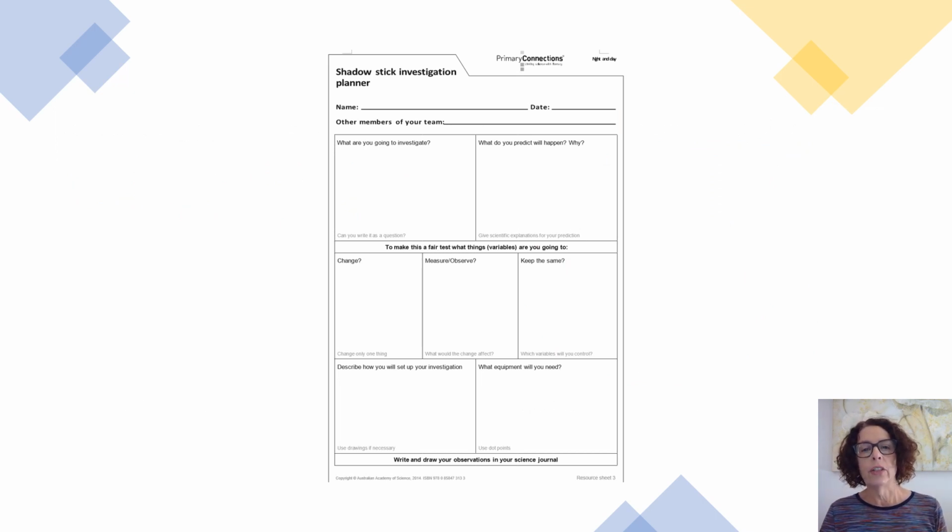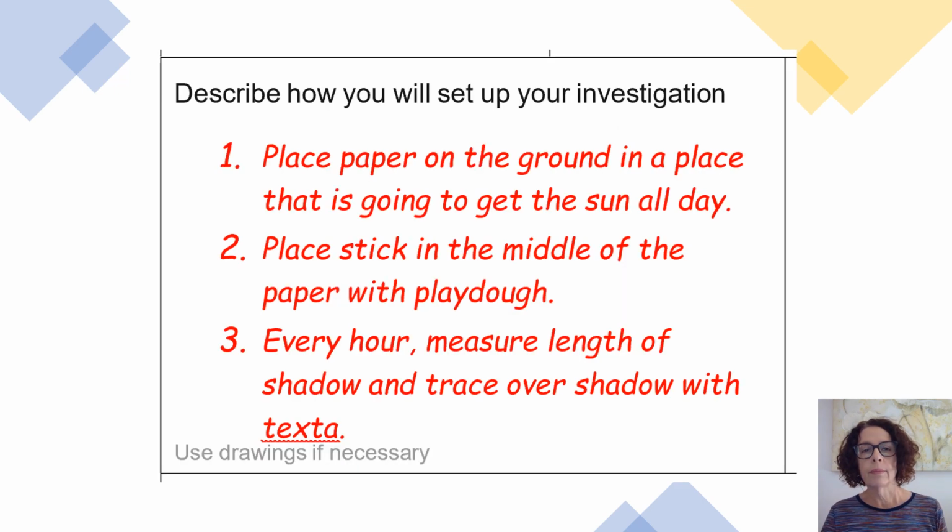Now the next section that we're going to look at is we're actually going to go down here to the bottom and look at how we're going to set up the investigation. All right, so go down to this section here. What you're going to do is you're going to place a piece of paper on the ground in a place that is going to get the sun all day. So I hope you've been thinking about where that might be in your backyard, and you're going to need a large piece of paper as well.